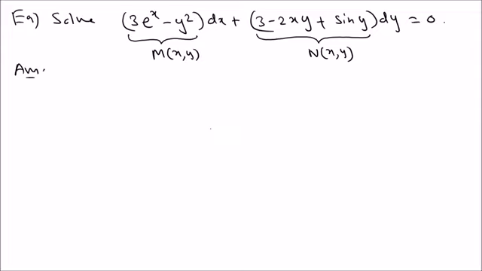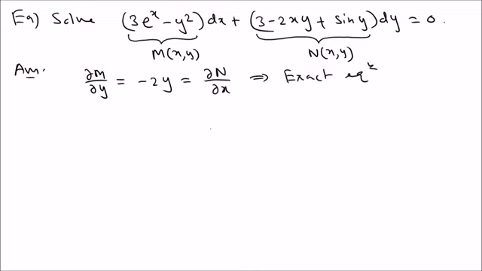The test is we can do ∂M/∂y. Remember, the M function we differentiate with respect to the other variable, so y, which is −2y. And you can see that's exactly equal to ∂N/∂x. With respect to x, the sine term goes away because it's a partial derivative. You get −2y. So they are equal. That means it's an exact equation.